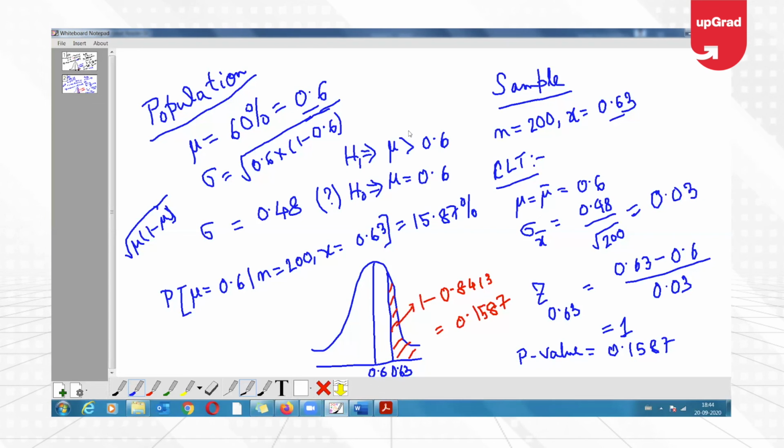So that's it for today. We'll continue with a few more variations of this problem.